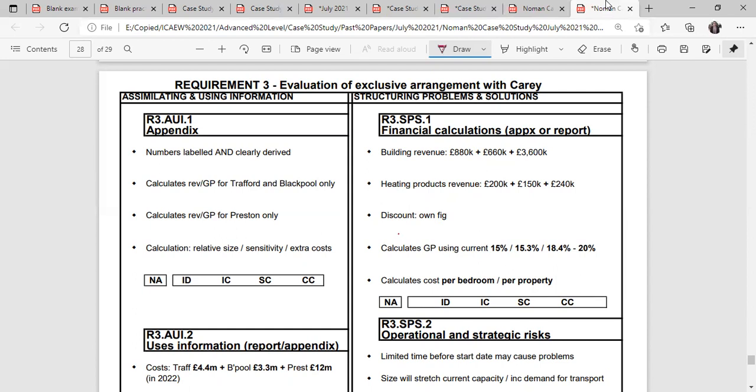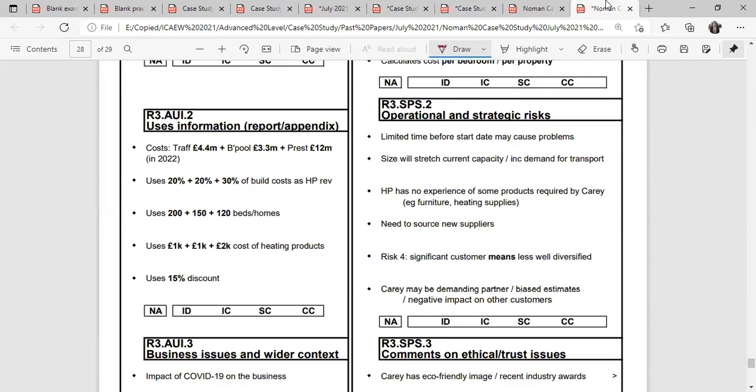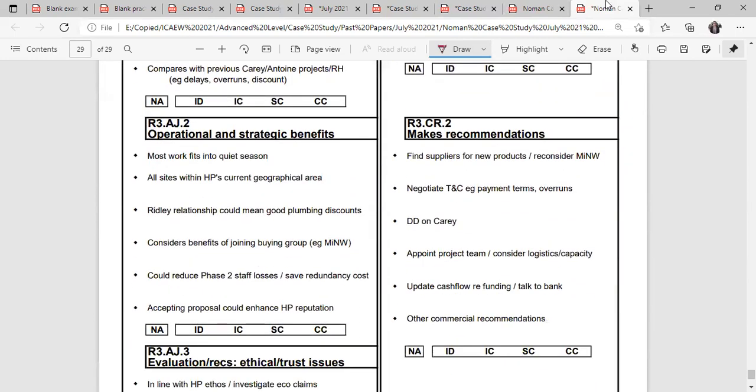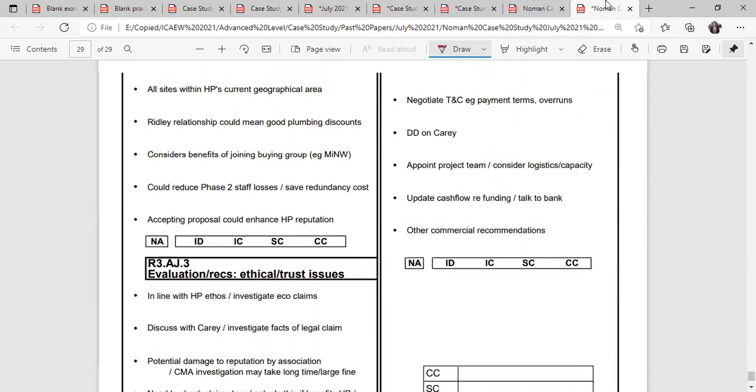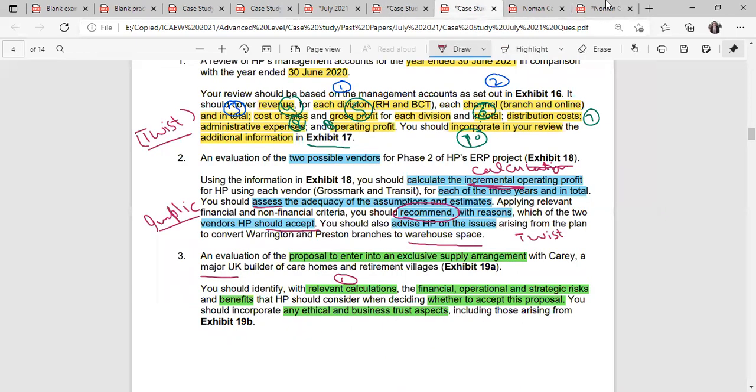But just assume if you don't have this calculation, then just read it out. SPS box 2, SPS box 3, AJ box 2, AJ box 3. So again, your points will be theoretical. Theoretical boxes are relatively difficult to pass as compared to calculation. So it's always good if we have some calculation in requirement 3.